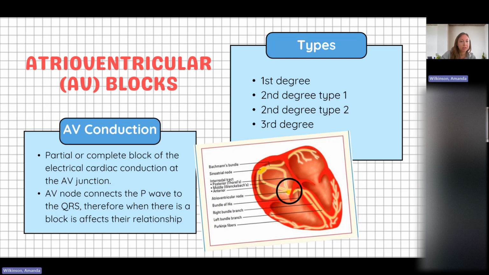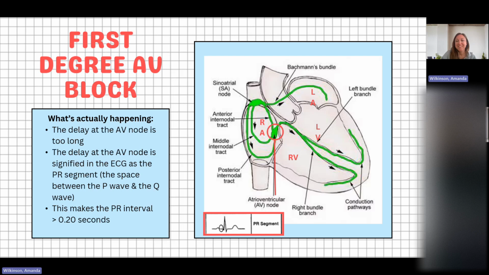And I figured out how to use the laser pointer, which I'm excited about. Just the little things.